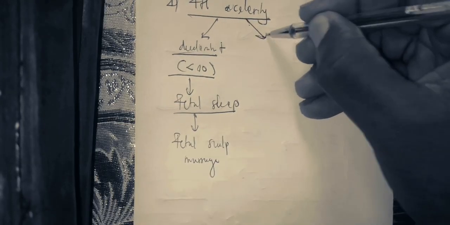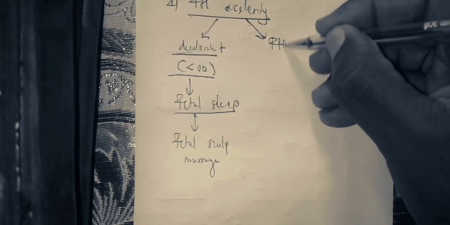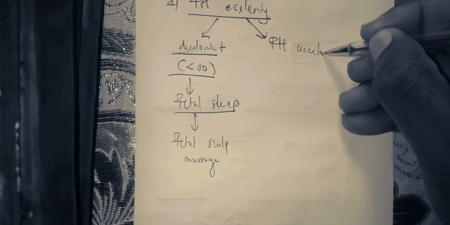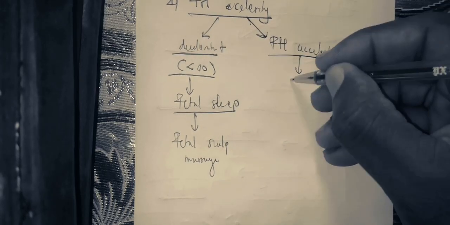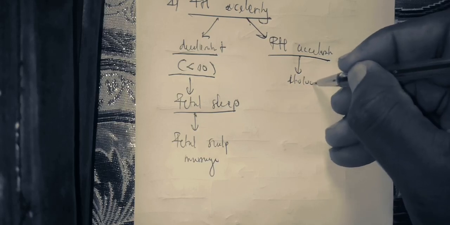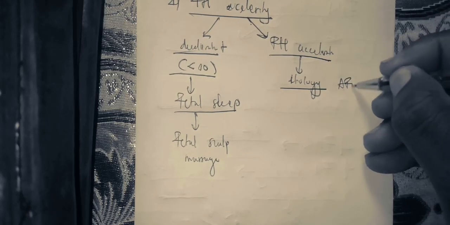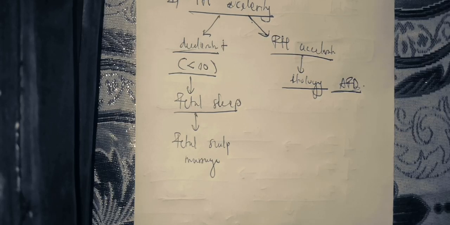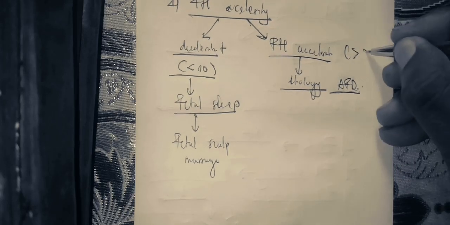Now, if you have fetal heart rate acceleration, it can tell you the etiology of the acute fetal distress, provided that there is acute fetal distress. Is it clear? And fetal heart acceleration here means it's greater than 30.